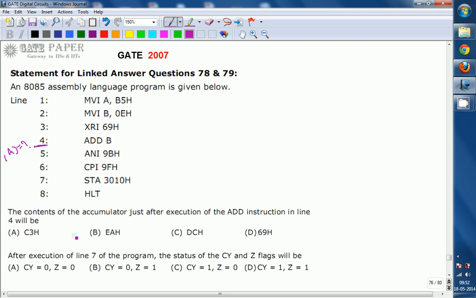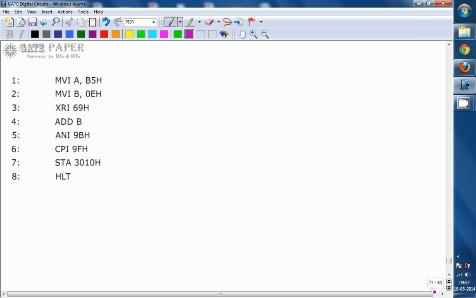And the second question is, after executing line 7 of the program, what is the status of the carry flag and zero flag? This is the second question for this program. After the fourth line, what are the contents of the accumulator, and after the seventh line execution, what are the status of the carry and zero flags? So this was the program given.